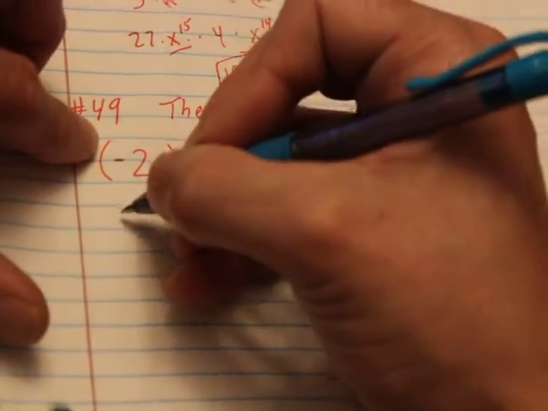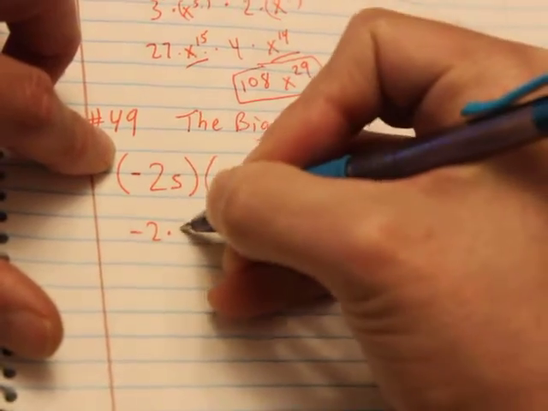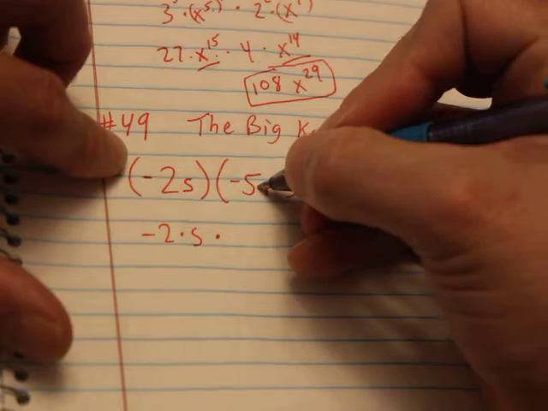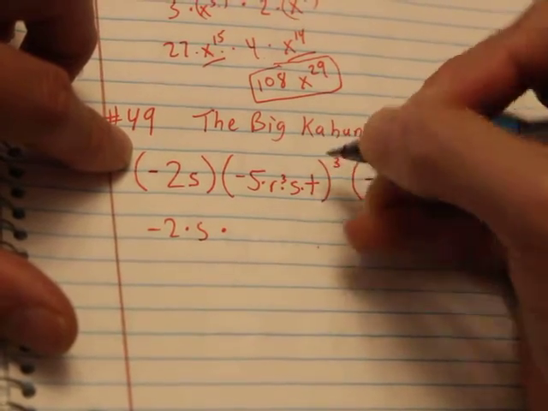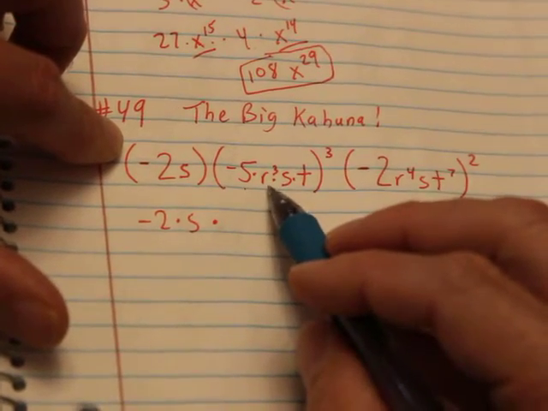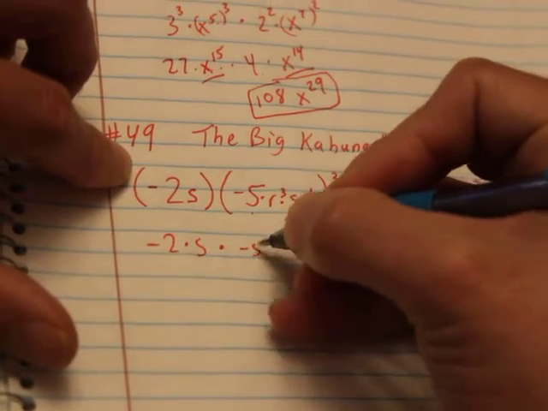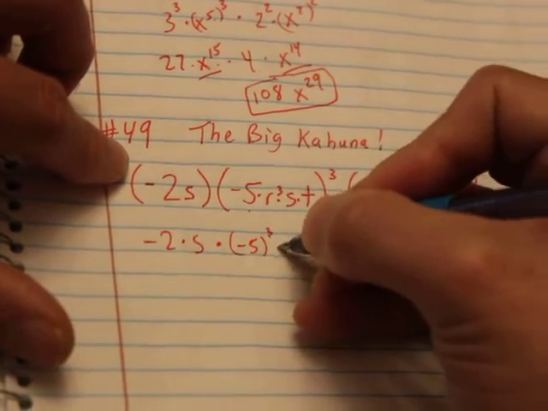So first of all, you've got negative 2 times s in the first parentheses. Then we're multiplying that by, I've got 4 things being multiplied here: negative 5, r to the 3rd, s, and t. And it's all being cubed. So every one of those goes to the 3rd power.